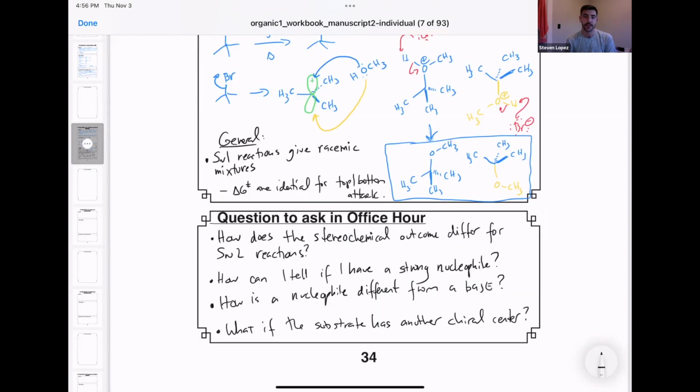I have just a few questions that you might want to ask in office hours. One, how does the stereochemical outcome differ for SN2 reactions compared to SN1 reactions? Two, how can I tell if I have a strong nucleophile? Are there any general rules for understanding this? Three, how is a nucleophile different from a base? This will be particularly important as we get to elimination reactions. And four, what if the substrate has another chiral center? How does this impact the stereochemical outcome?